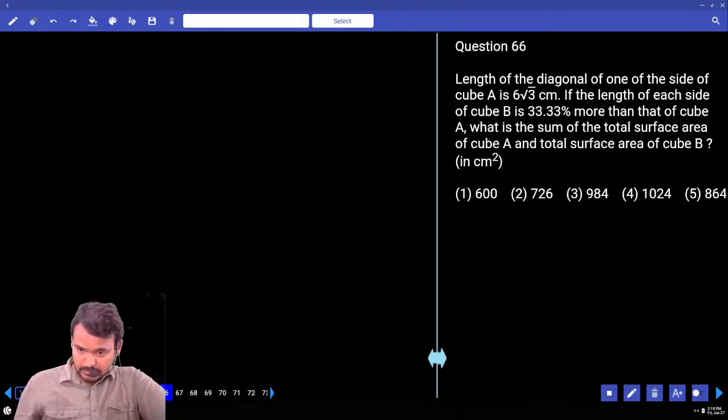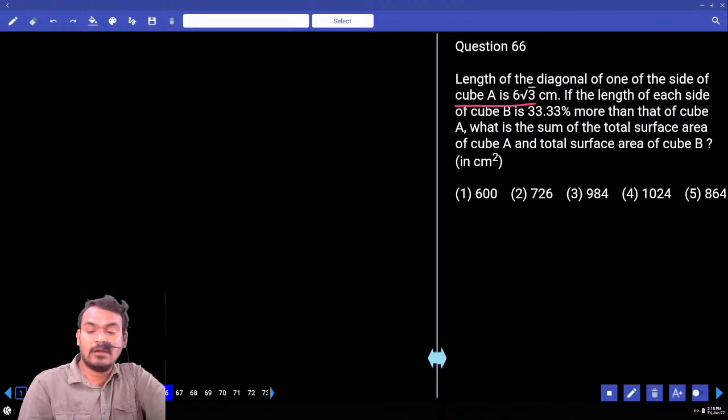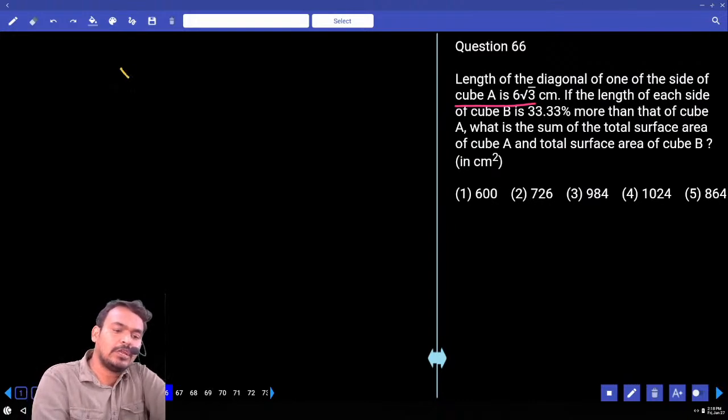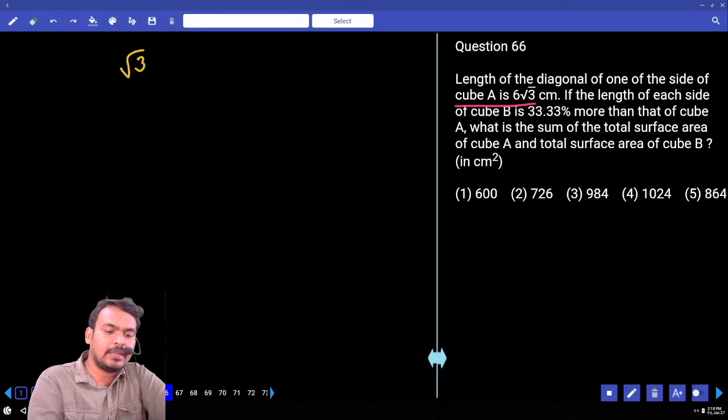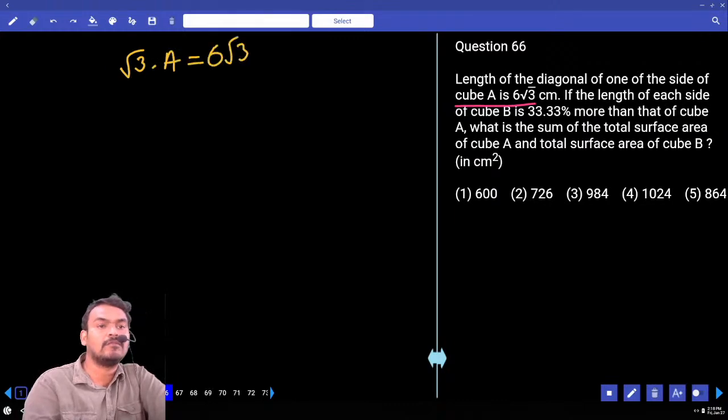First, what is the diagonal of cube A? 6 root 3 is given. Normally the diagonal of a cube means root 3 into a, or not? Then I write root 3 into capital A. It is equal to how much? 6 root 3. Root 3 cancels. A is how much? 6. A's value is 6.